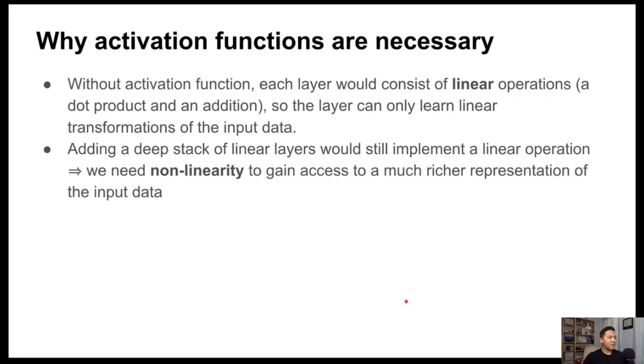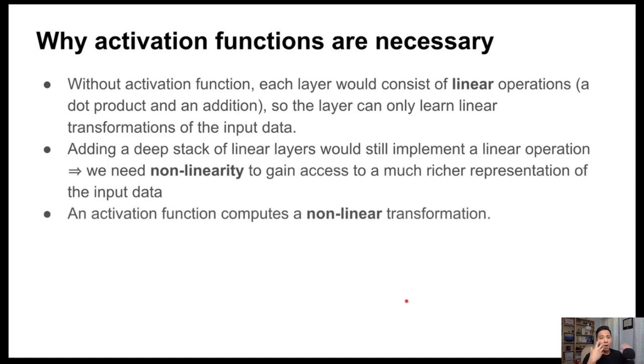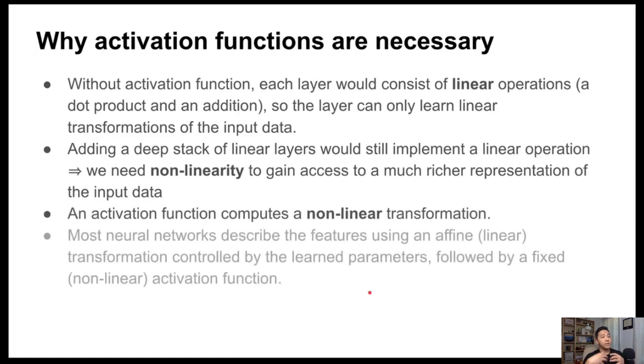Right? So you can think about it. All the neural network is doing is trying to describe the features using an affine or linear transformation controlled by the weights W of the learned parameters, and then followed by a fixed nonlinear activation function. Right? So that's the gist of it.